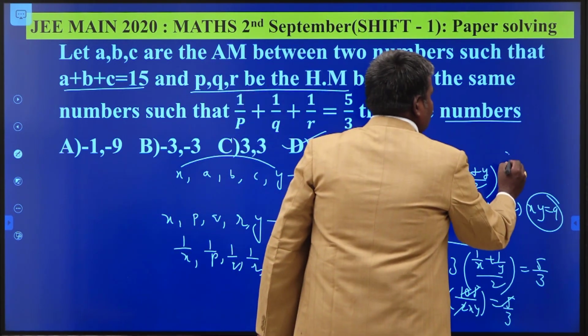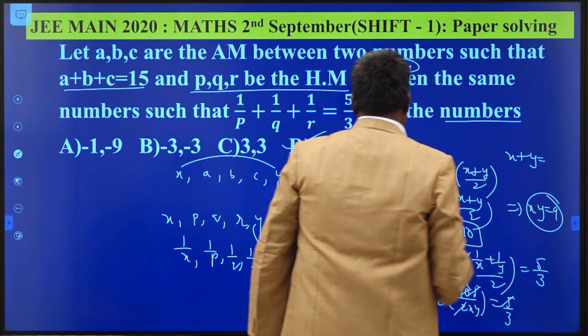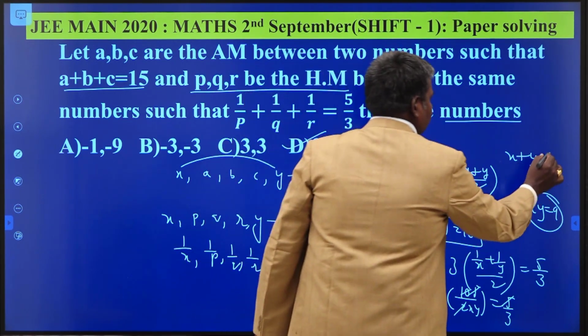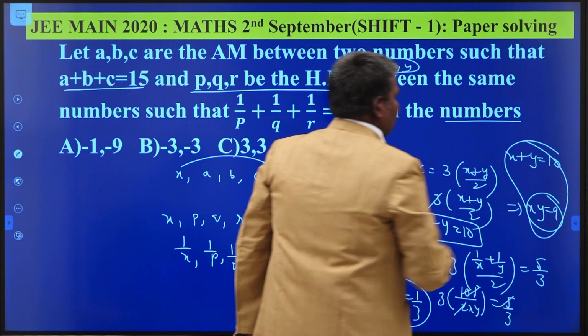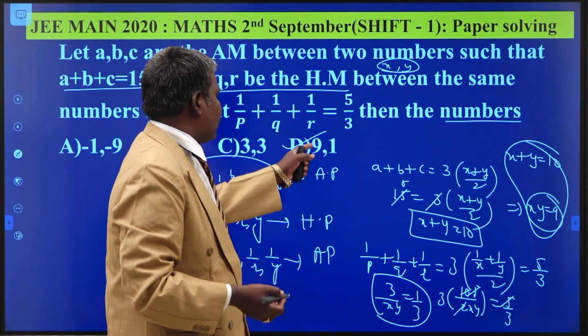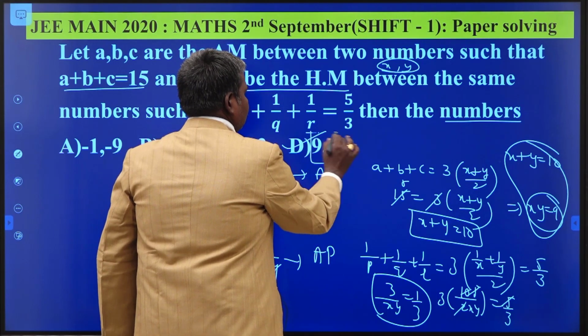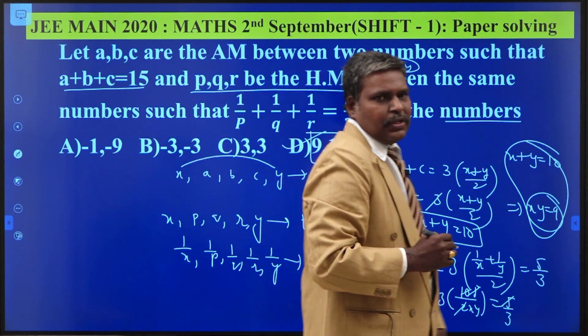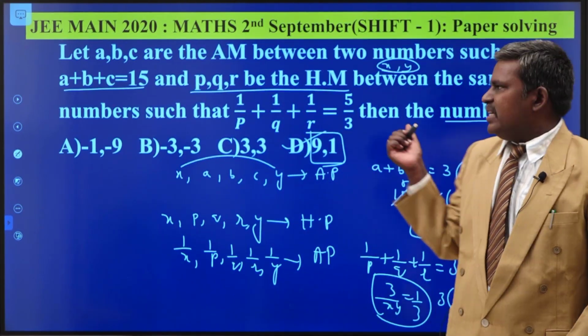xy equal to 9 and x plus y is what? Obtained 10. From these two equations, can you conclude x is equal to 1, y equal to 9, or x equal to 9, y is equal to 1? So the answer is 9, 1. Okay. So once you get the thought, you can easily crack this one.